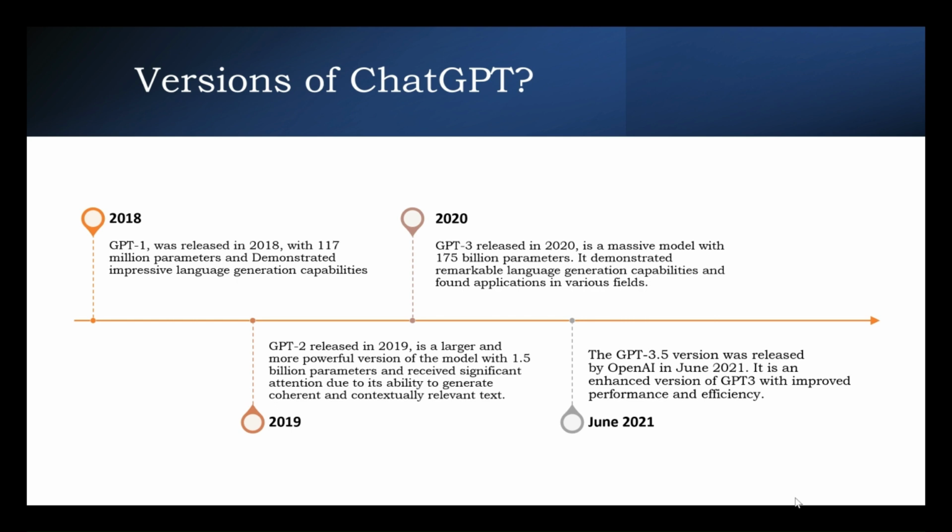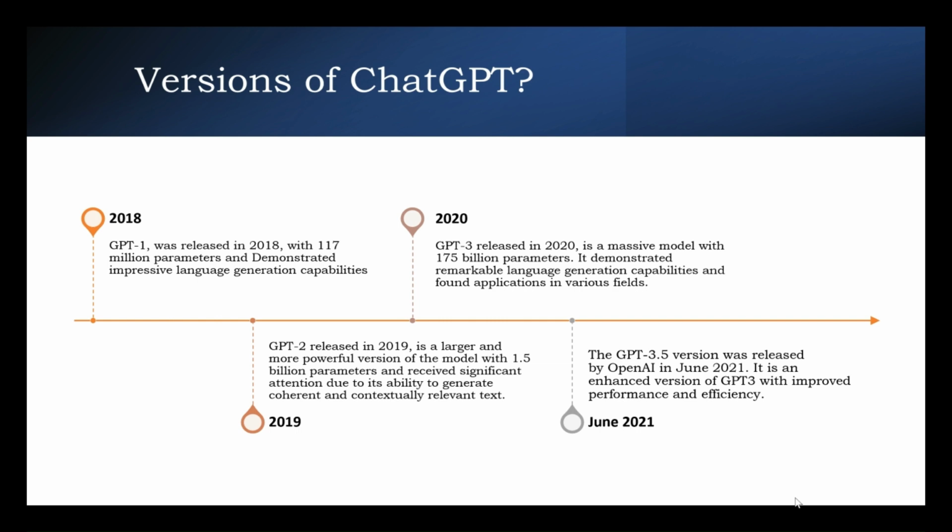After that, in 2019, they released GPT-2, a larger and more powerful version of the model with 1.5 billion parameters. In the first version, they trained on 117 million parameters, while in the second version they trained with 1.5 billion parameters, and it received significant attention due to its ability to produce coherent and contextually related text. It finds the relationship between text and text.